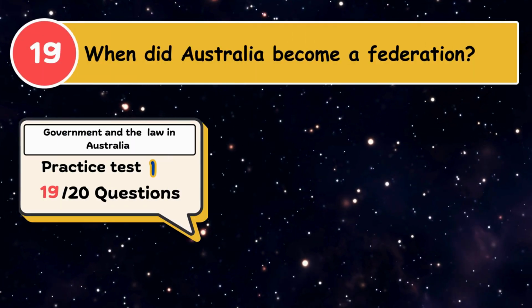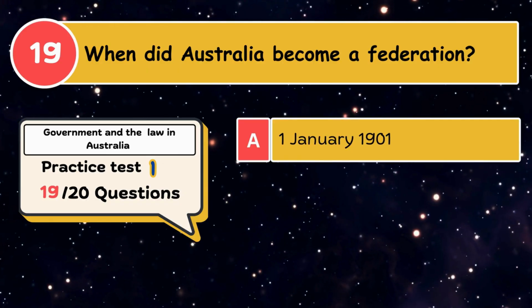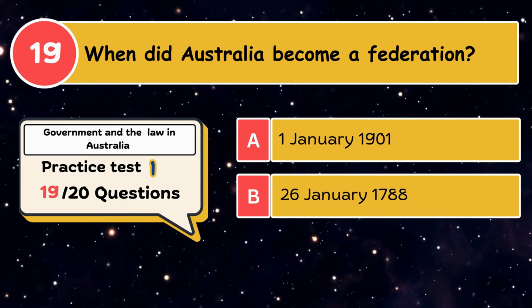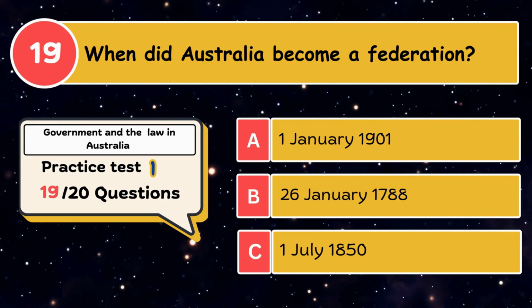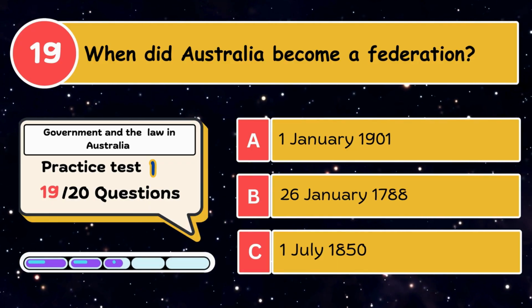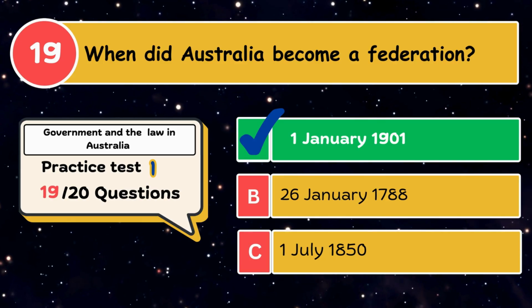When did Australia become a federation? A. The 1st of January, 1901. B. The 26th of January, 1788. C. The 1st of July, 1850. The correct answer is the 1st of January, 1901.